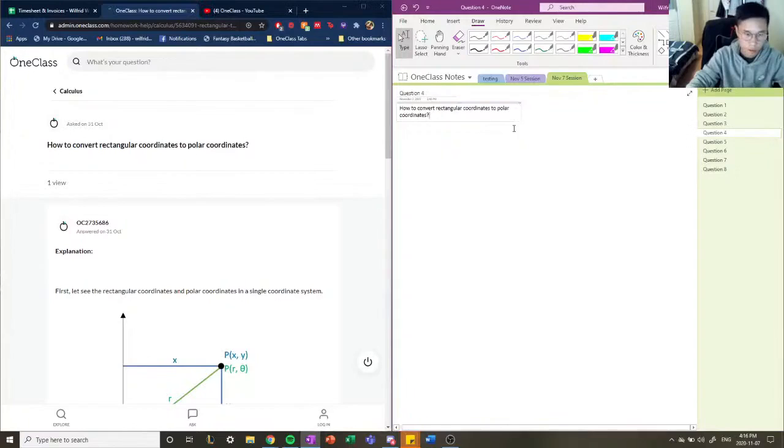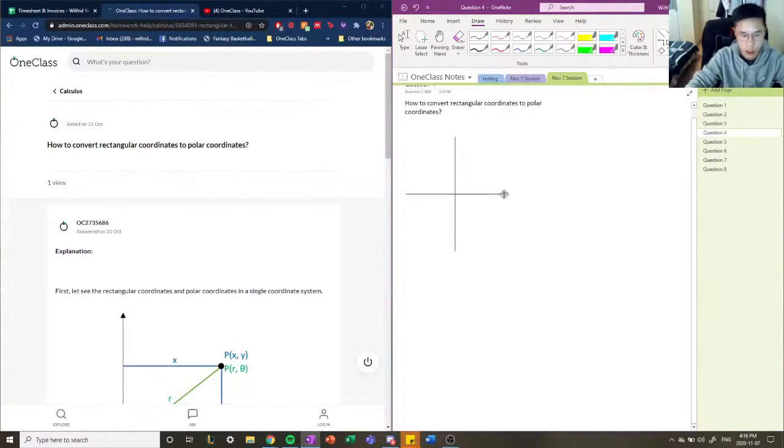So another word for regular coordinates is actually the Cartesian plane. So the Cartesian plane runs on x and y. So there's x and there's y. Okay, so this is what we call the Cartesian plane. So I'm going to write Cartesian. Okay, so this is where our rectangular coordinates exist.